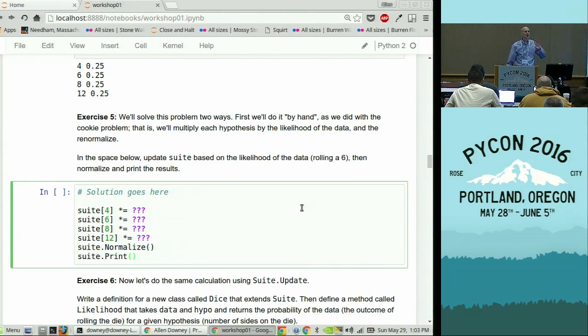So the structure of all these updates is going to look the same. Every time you do an update, you're going to go through the suite, and for each hypothesis, multiply by some likelihood, renormalize, and then print the result. Pretty much the only thing you have to figure out when you do the update is what these likelihoods are. And we just figured them out. They're the ones that were in the spreadsheet.